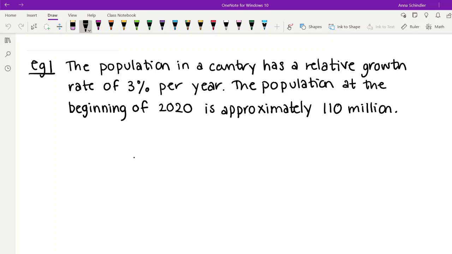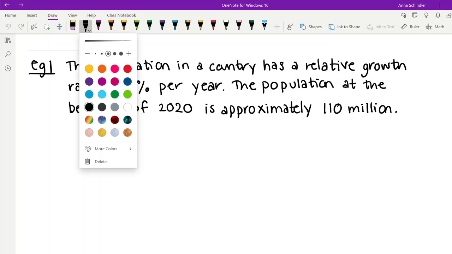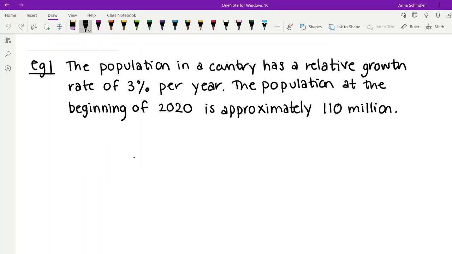Okay, so our first example says the population in a particular country has a relative growth rate of 3% per year. The population at the beginning of 2020 is approximately 110 million. So we're going to answer a few different questions about this situation.